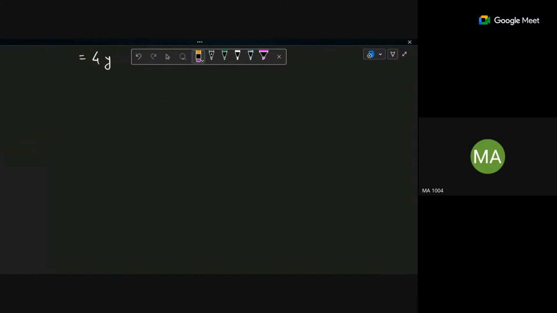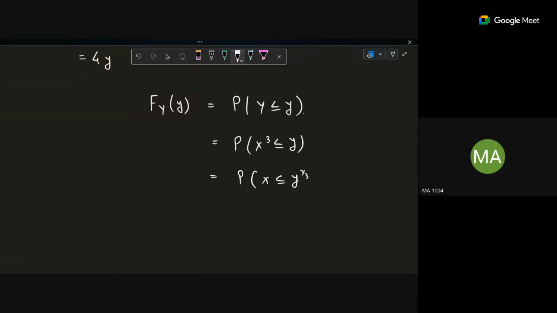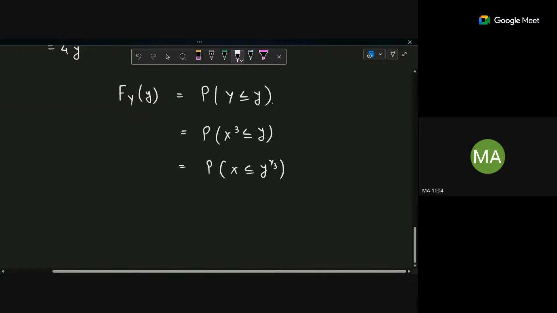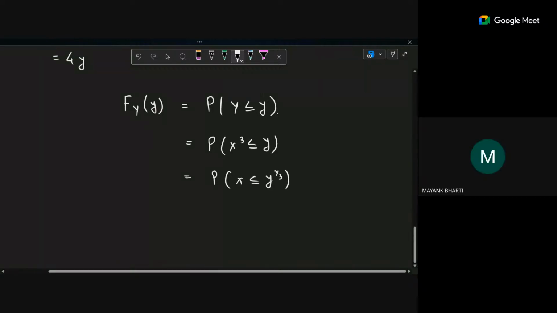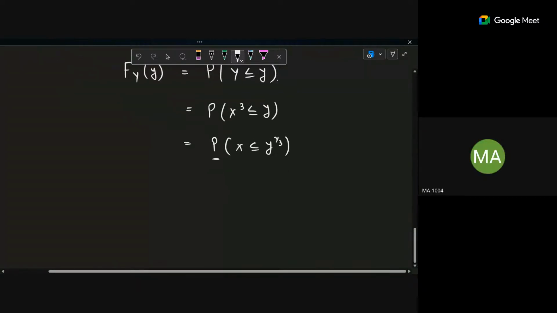So we can do one more thing, that is just calculate the CDF of y. That will be the probability that Y is taking a value less than or equal to small y. What is capital Y here? X cube. So we can write it as x is less than or equal to y raised to the power 1 by 3. We know the distribution of x. It is from 0 to 1. This is the PDF.